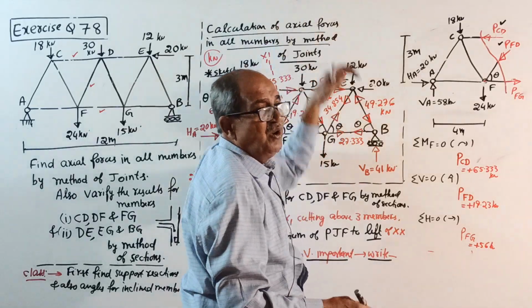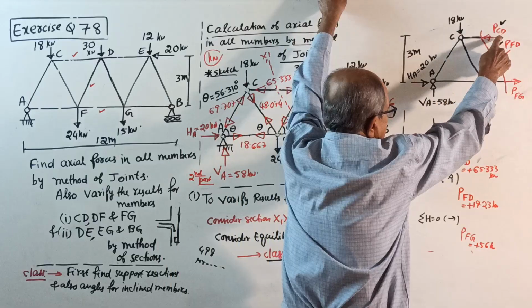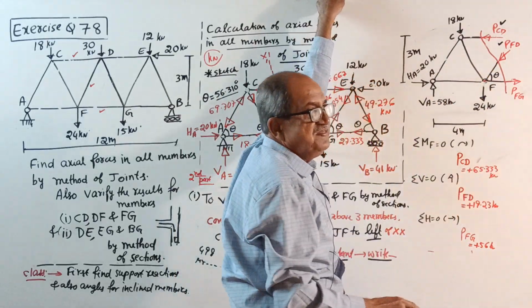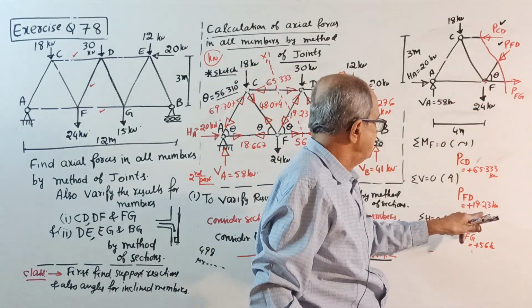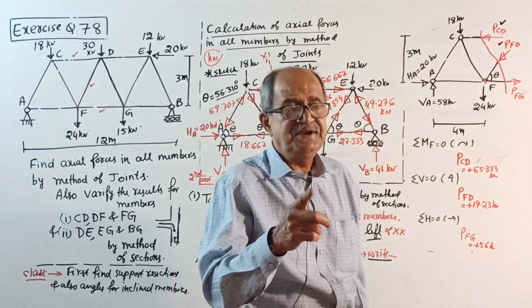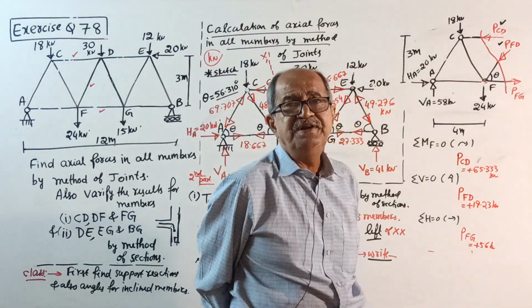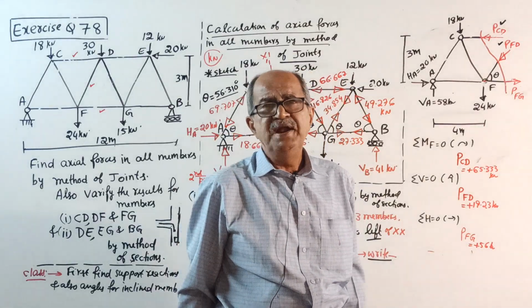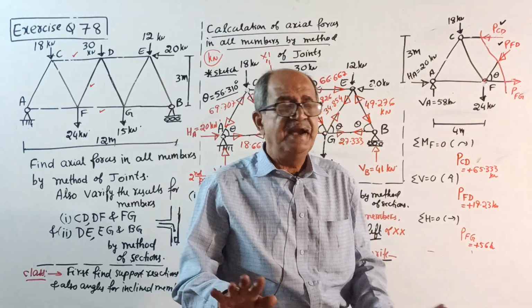Correct. So the result is, force for member CD is how much? 65.333 compression. Force for this member is 19.23 kN compression. For the last member, force is 56 kilonewton tension. Why compression? Why tension? Very sorry. If you don't know, right now stop attending my classes.